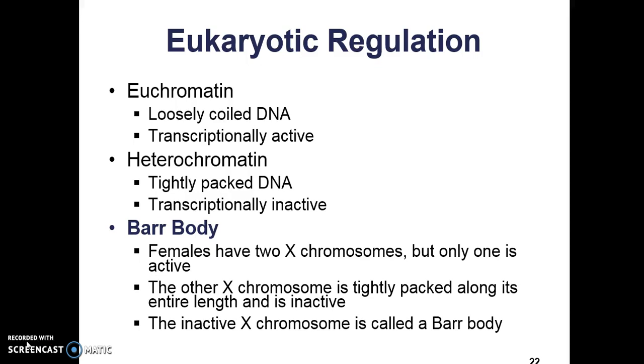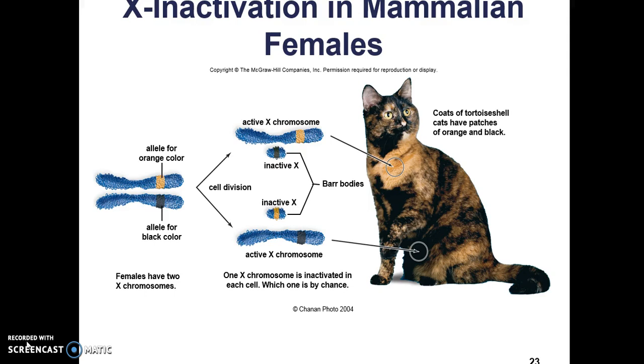We also have Barr bodies. Females do have two X chromosomes, okay, where males only have one. One of them is typically inactive. So one chromosome is tightly packed along the entire length and is inactive, does not produce any gene products, and that's going to be called the Barr body. So we have some examples for this. All right, this is in female cats. So the allele for black coat is on one X chromosome, and the allele for an orange coat is on the other. So patches of black and orange in the coat can be related to which X chromosome is in the Barr bodies of the cells found in the patches.